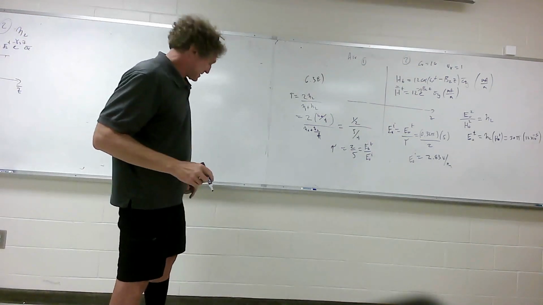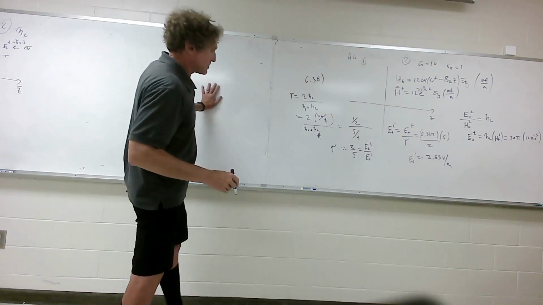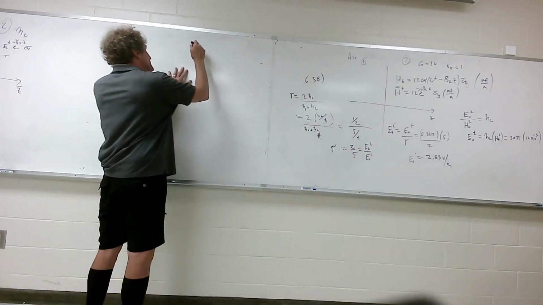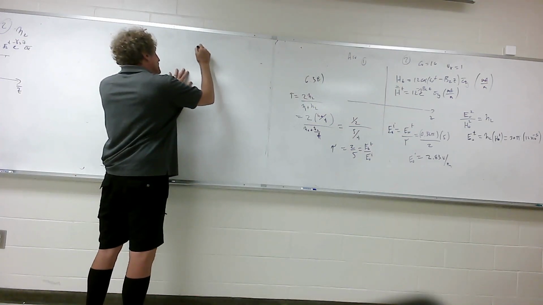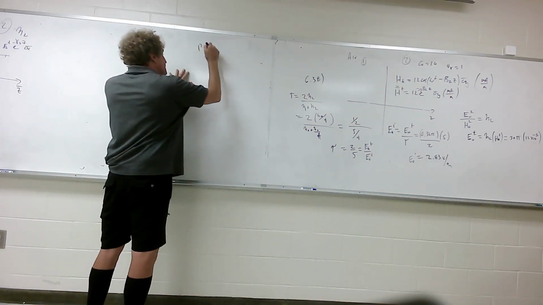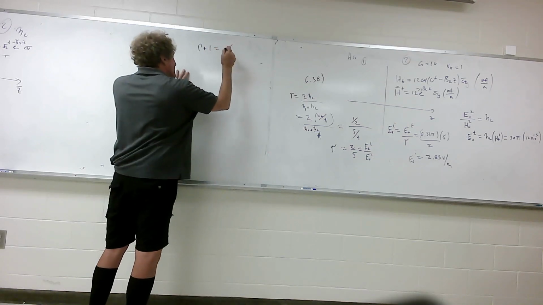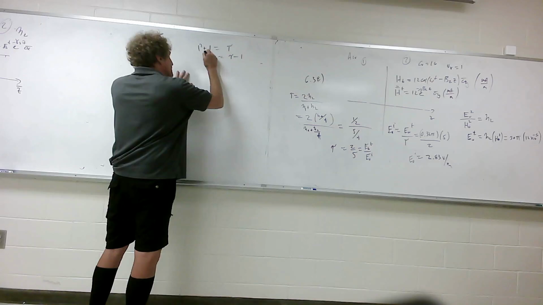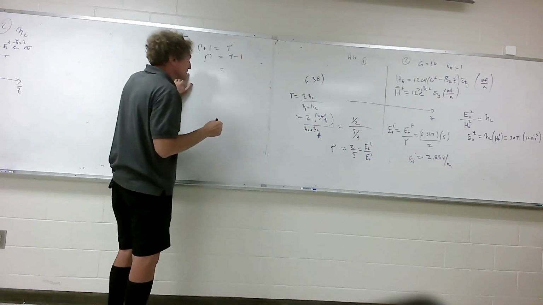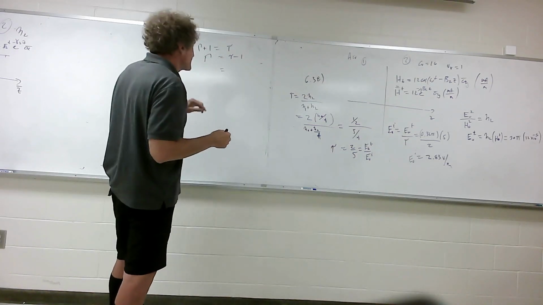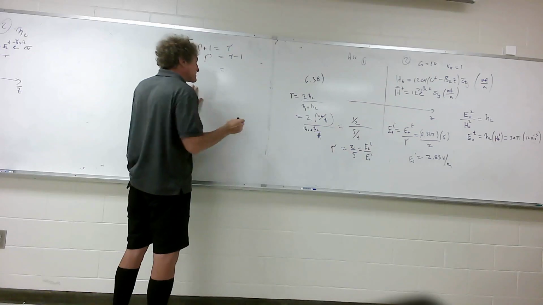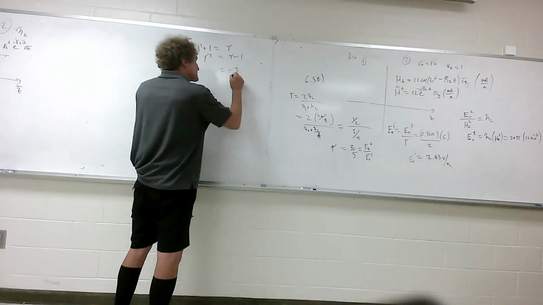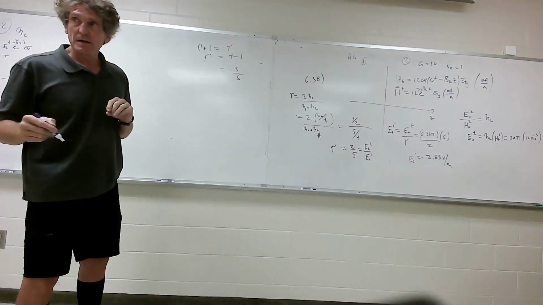All right, that's the incident field. What's the reflection coefficient, class? You know, reflection coefficient plus 1 is transmission, right? So if I take the transmission coefficient minus 1, I get reflection. Do you agree? So that's going to be tau, 2/5 minus 1, which is 5/5, is minus 3/5. Do you all agree with that?